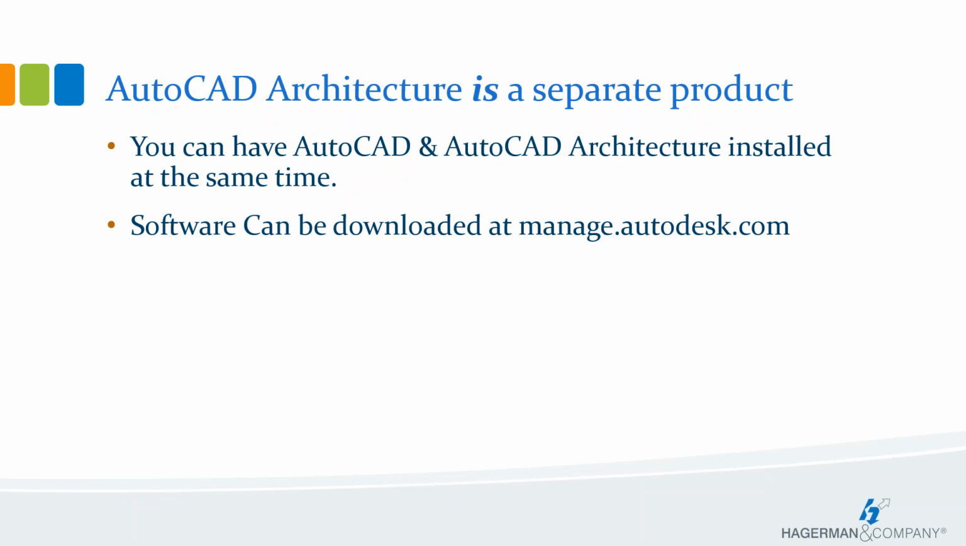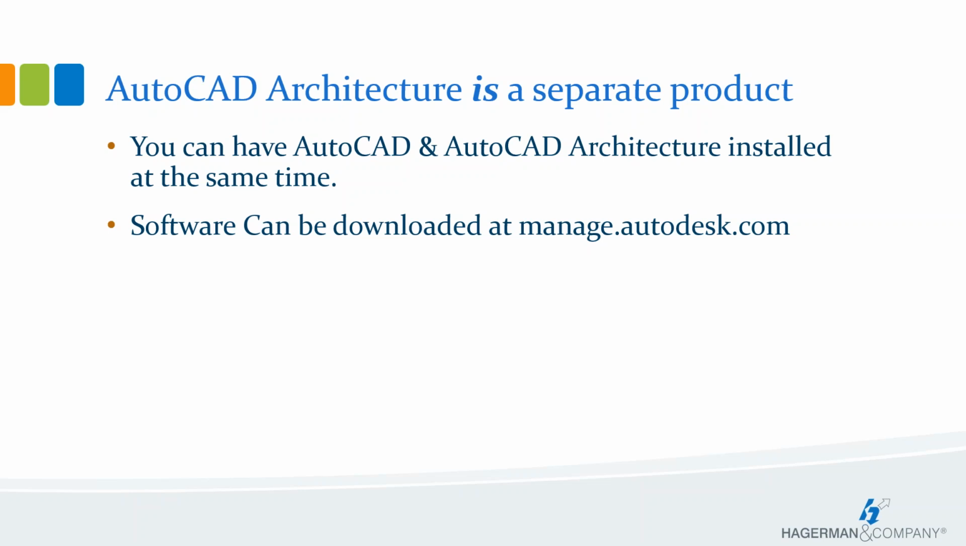If you already have AutoCAD installed, you will need to install AutoCAD Architecture. It is not just an add-on, it is a totally separate download and install. Furthermore, you can absolutely have both products installed at the same time. In case you just need to do some lines, arcs, and circles, by all means use regular AutoCAD. If you are doing building design, for sure use AutoCAD Architecture.